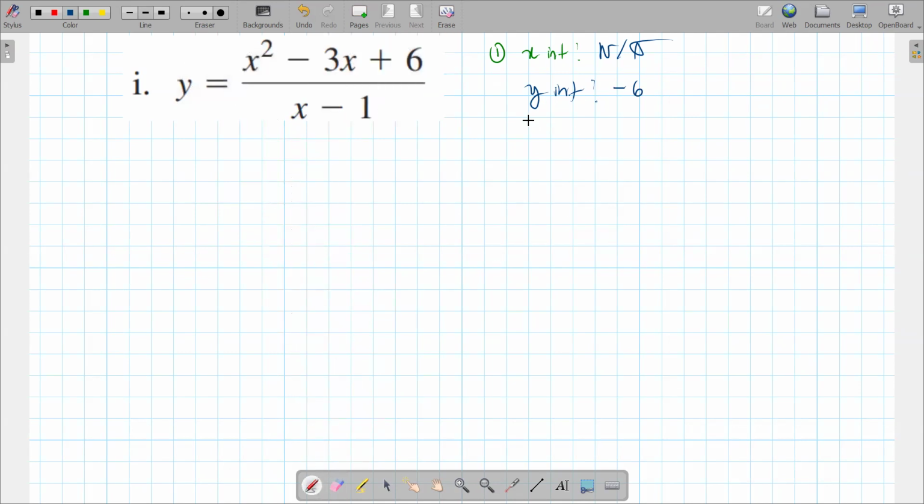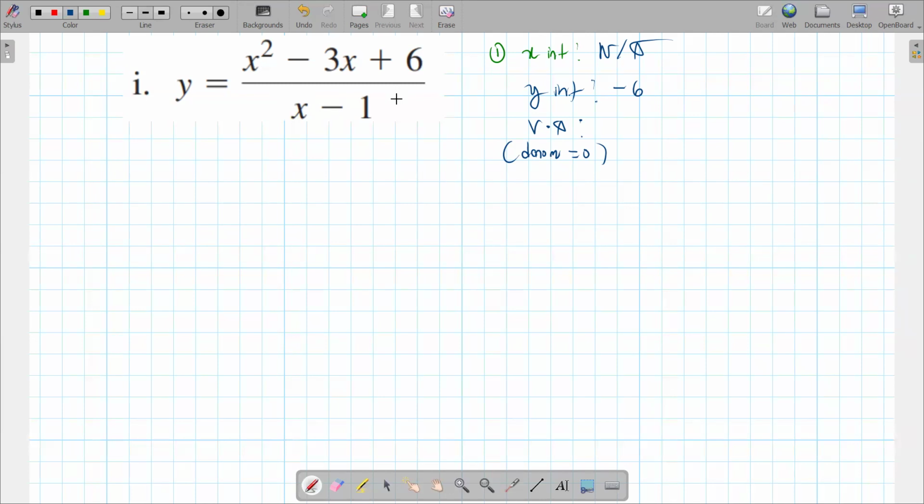Next, let's talk about vertical asymptotes. Vertical asymptotes only exist for rational functions, and you need to set the denominator equal to 0. For vertical asymptotes, first factor it, and then you set the denominator equal to 0. This one is unfactorable because we can't factor the numerator.